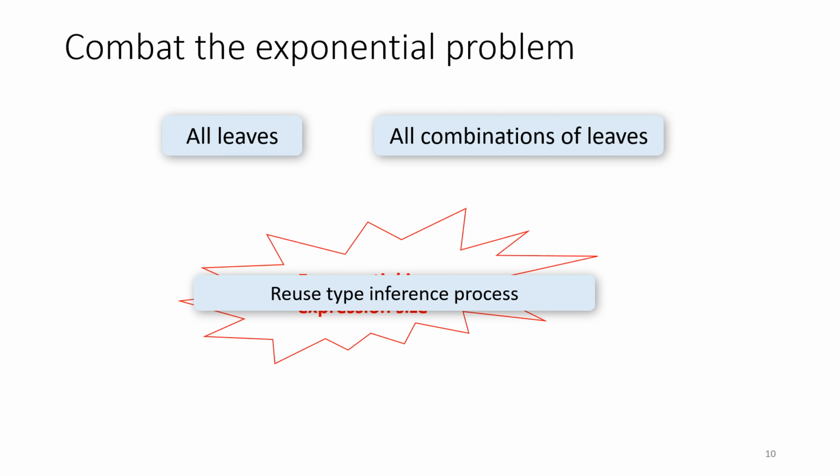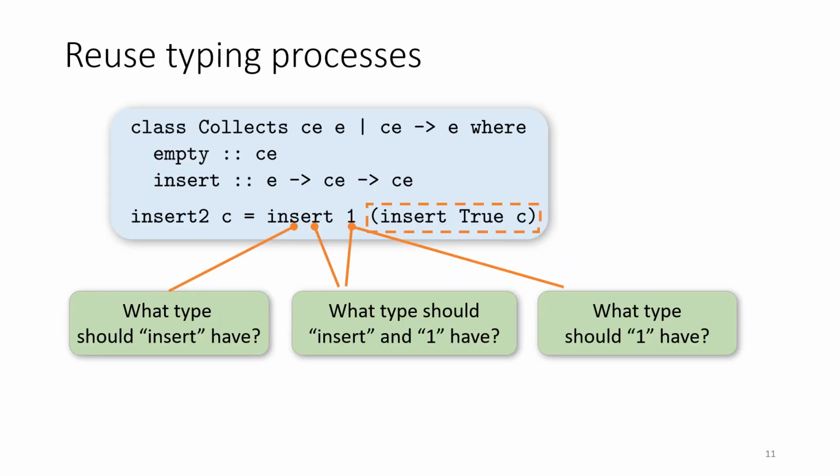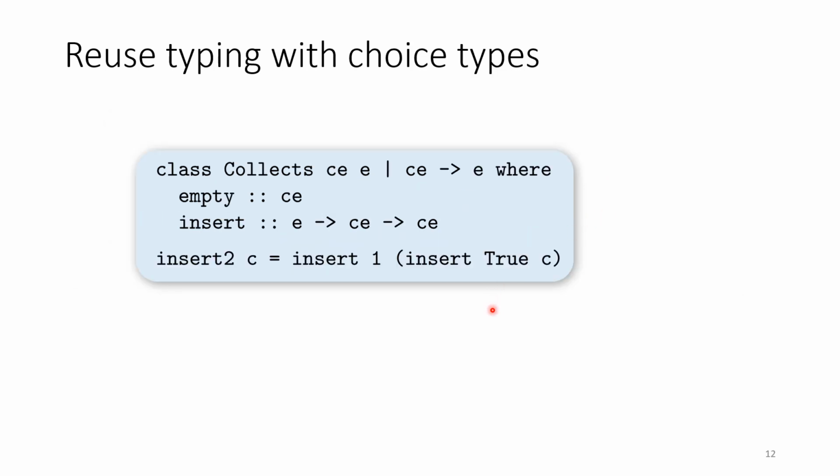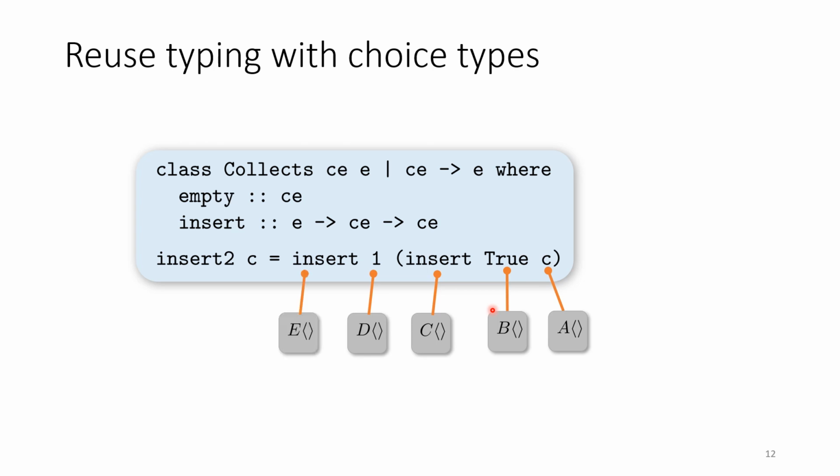So our solution here is to reuse the typing process to make our approach scalable. Our insight is that even though this type inference has to run 3 times, for this sub-expression the typing process is always the same. So if we have an approach to reuse the typing process, then we can reduce the complexity. And our solution is to create choice types for all leaves to reuse the typing process.